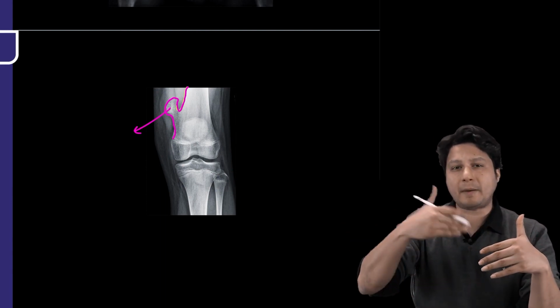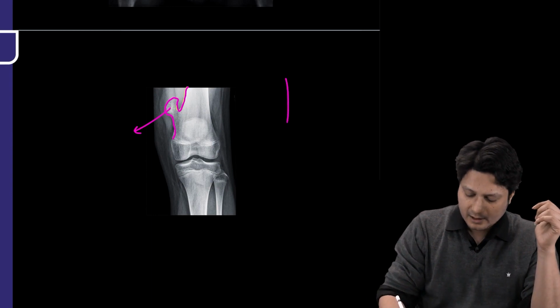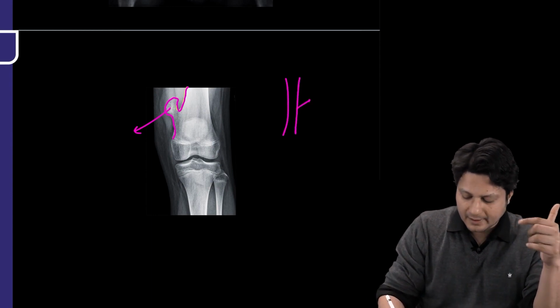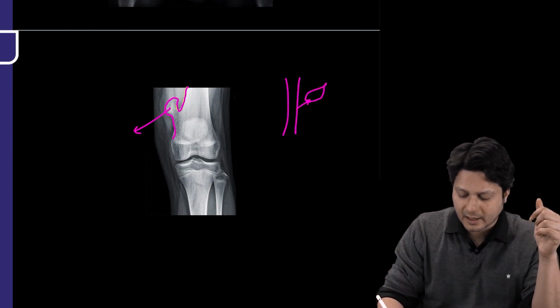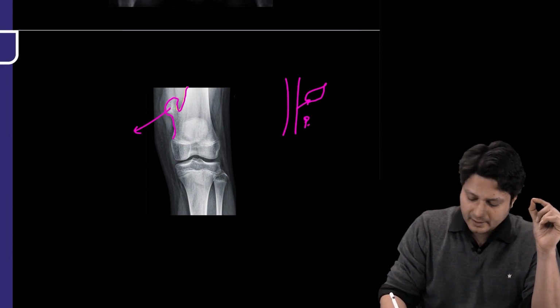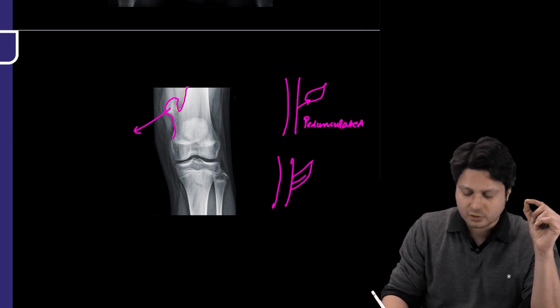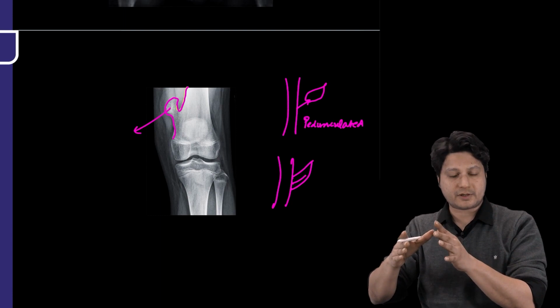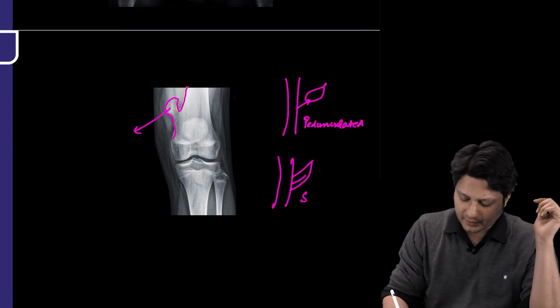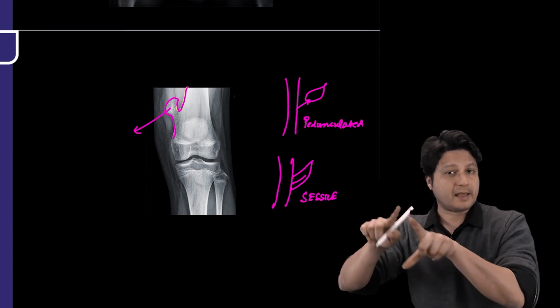Now it could be pedunculated or it could be sessile. Imagine a leaf attached to its branch through a stalk, then it is pedunculated. While if a leaf is directly attached to its branch without any stalk, then it is sessile. All right. So these are the two kinds of attachment of this tumor to the parent bone.